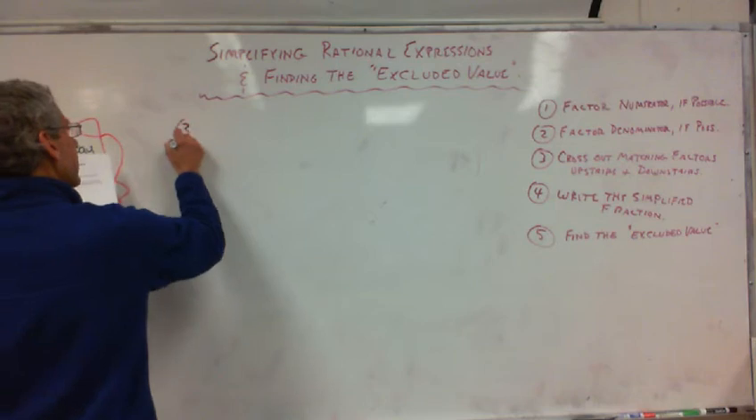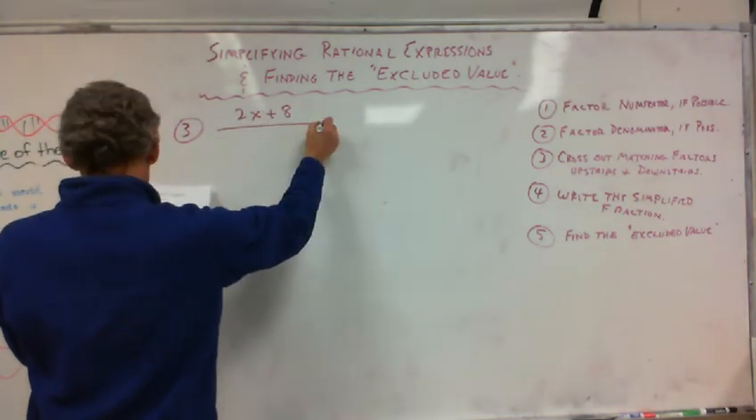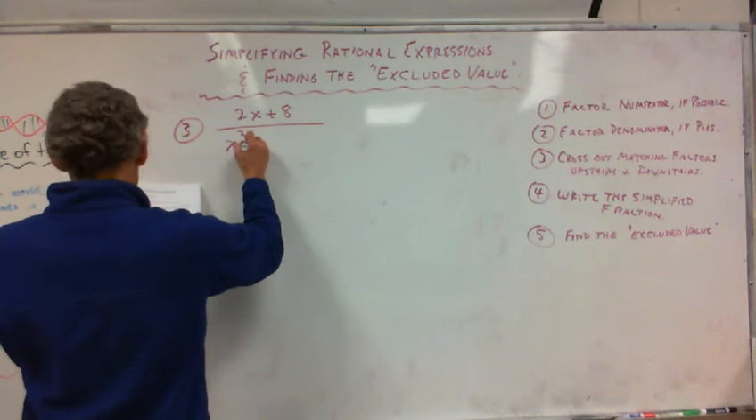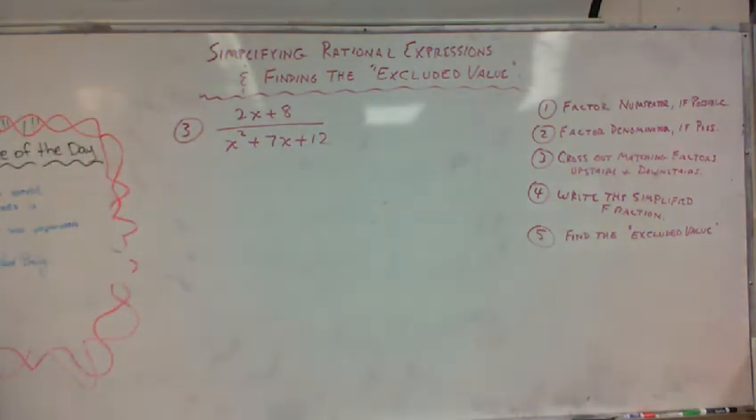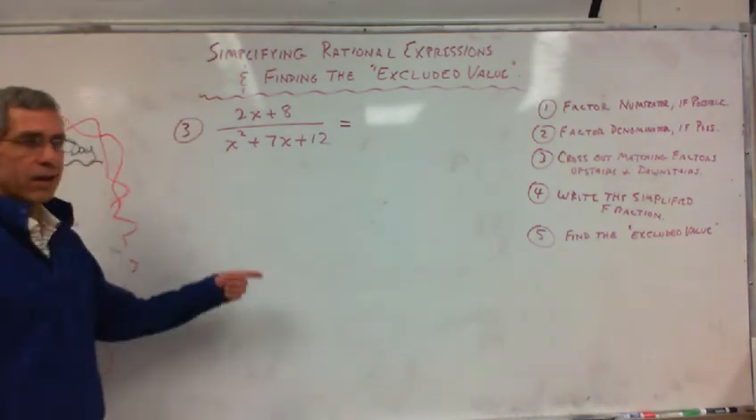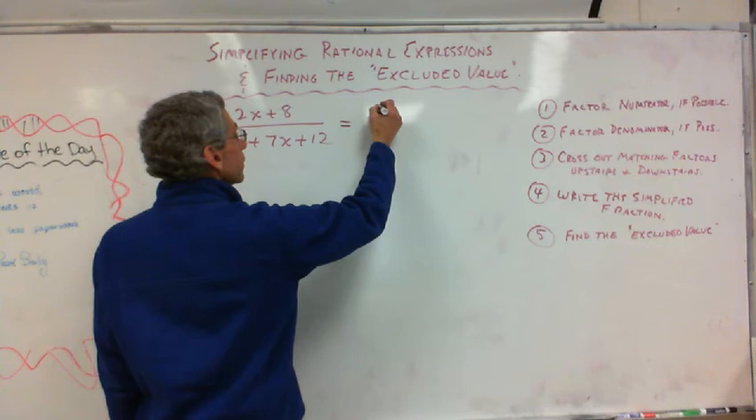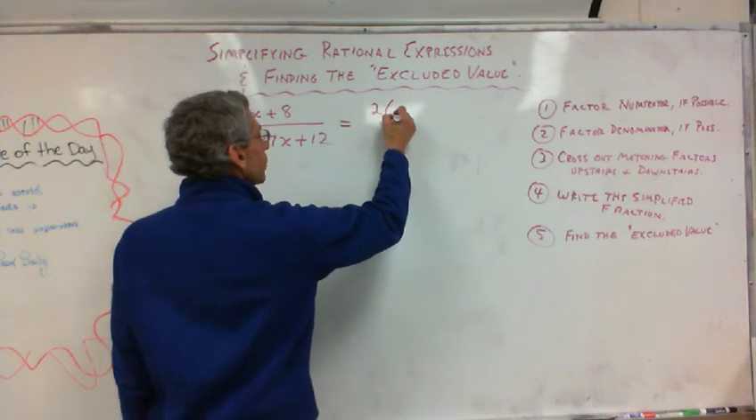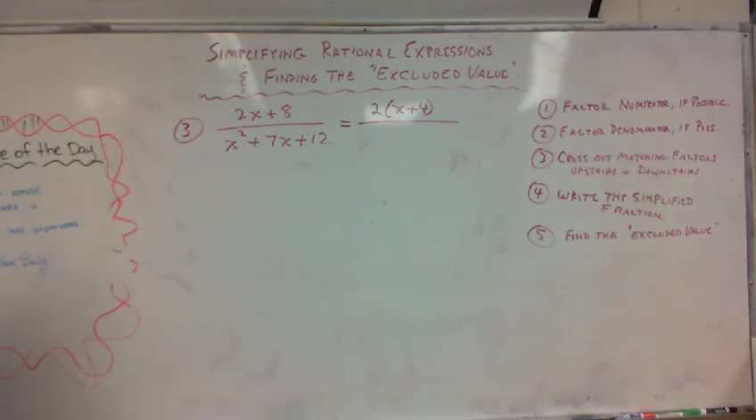All right, number 3. We have 2x plus 8 over x squared plus 7x plus 12. These are fun, you guys. You're going to love these. So you put an equal sign. Can I factor the numerator? Yes. 2 times x plus 4. Can I factor the denominator?